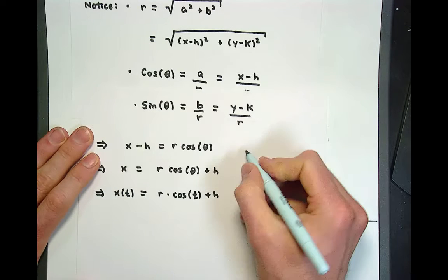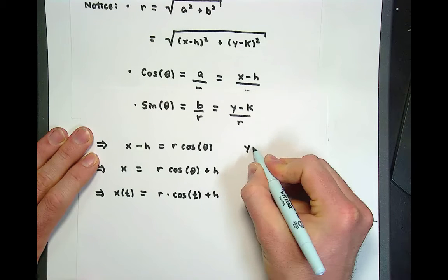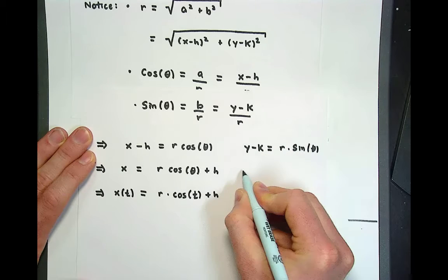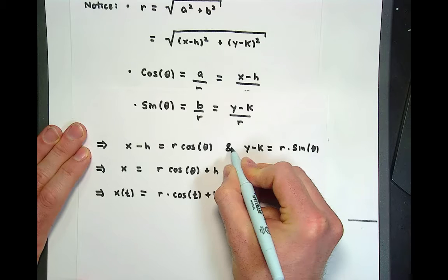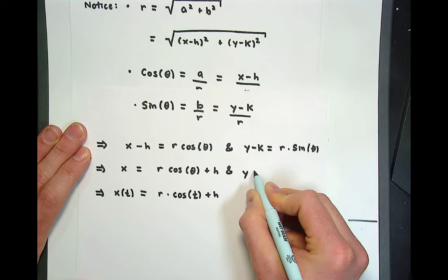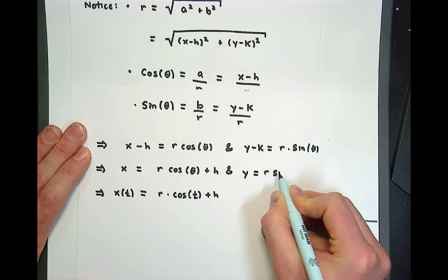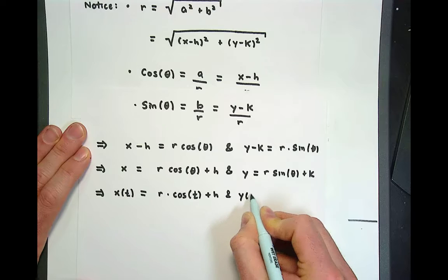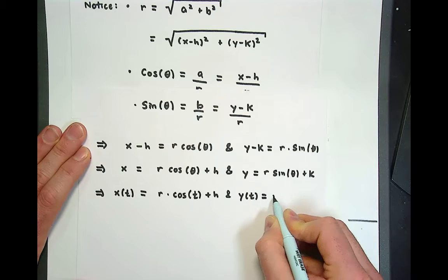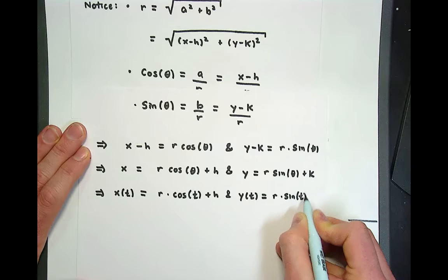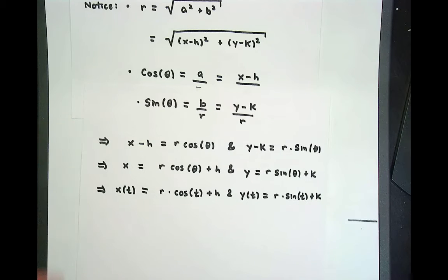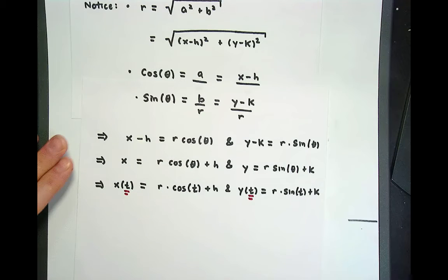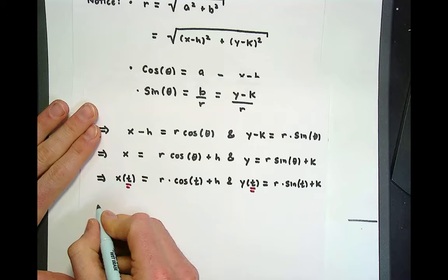The y coordinate would come immediately from here. We would have y minus k equals r times the sine of theta, which would immediately imply that y is equal to r times the sine of theta plus k. And since we like t to be our parameter name, this is r times the sine of t plus k. The reason that we like the parameter name t so much is because it correlates with this really cool thing in life called time. So that's the only reason that we do that.